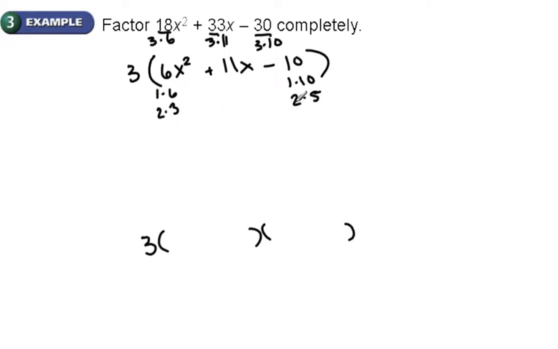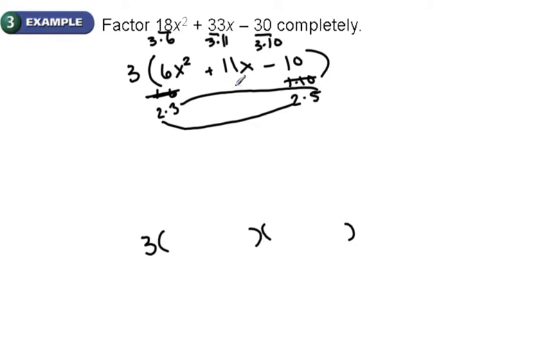1 times 2 is 2. 6 times 5 is 30. That's not working. 6 times 2 is 12. 1 times 5, so 12 minus 5 would be 7. So 1 and 6 are not part of the deal. 2 times 1 is 2. 3 times 10, 30. That's not working. 3 times 1, 2 times 10 is 20. 20 minus 3, 17, so that one doesn't work. 2 times 2 is 4. 5 times 3 is 15. There you go. 2 times 2 is 4. 3 times 5 is 15.